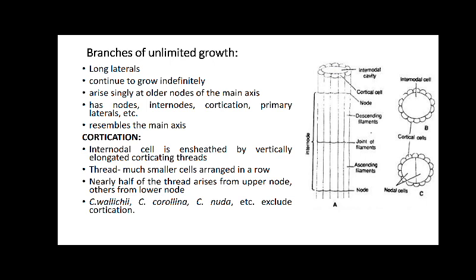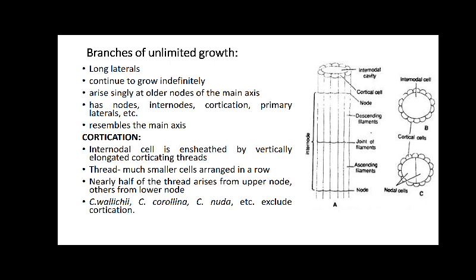Second are the branches of unlimited growth. From the term itself, you should know that they continue to grow indefinitely, and contain numerous nodes and internodes. They have cortication. They resemble the main axis, but they are known as long laterals because they can continue to grow just like the main axis, not like short laterals or primary laterals.